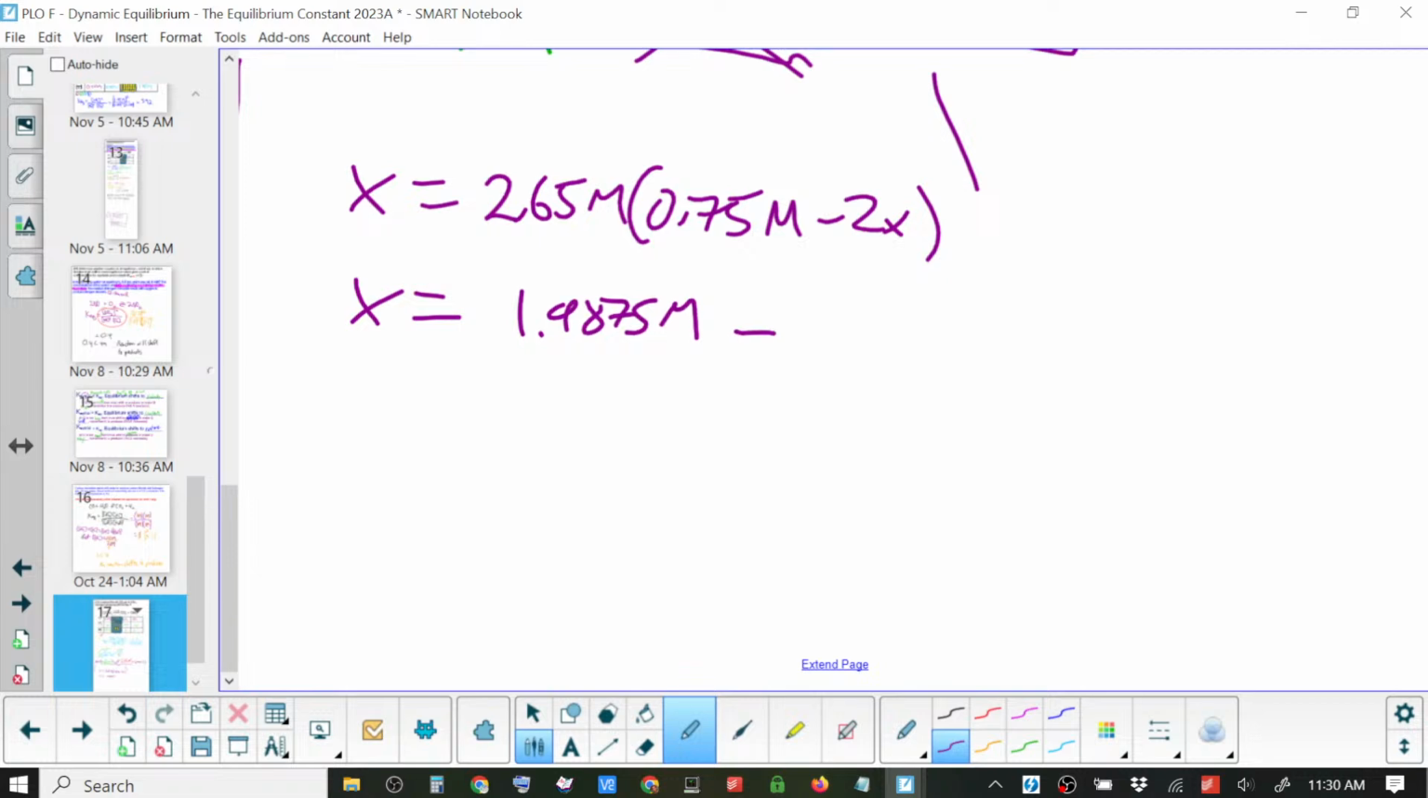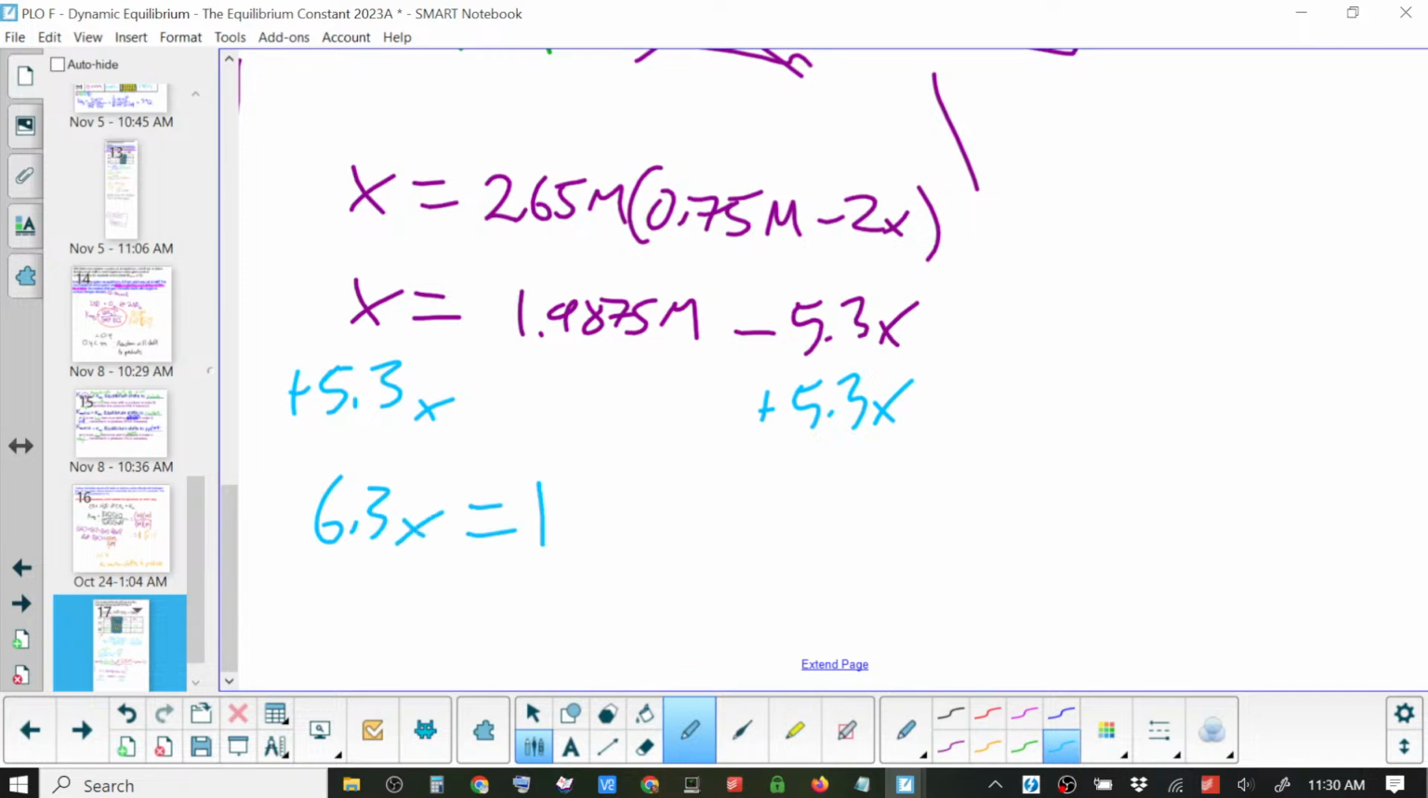minus 2 times 5.3x. We then add 5.3x to both sides. Then you have 6.3x is equal to 1.9875 molar. I think I've dropped some sig figs here and there. Finally, we should get x is equal to 1.9875 divided by 6.3. It should be 0.315, and it'll end up being lower.